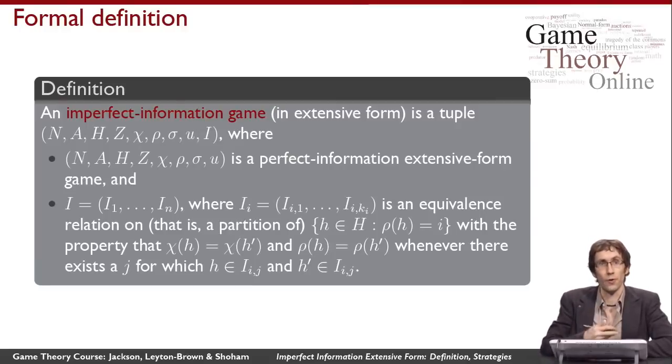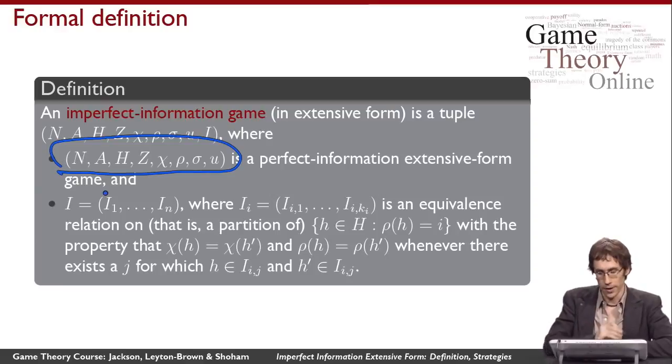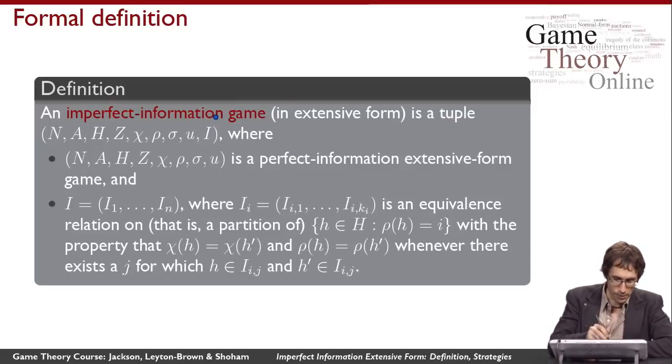So let's say that a little bit more formally. To formally define an imperfect information extensive form game, we start with a perfect information extensive form game, which we've already learned how to define before. And then we're going to add this ingredient of equivalence classes. So we're going to add this element I, which is a set of sets of equivalence classes, one for every player. So for player i, we have a set of equivalence classes numbered from 1 to k sub i.